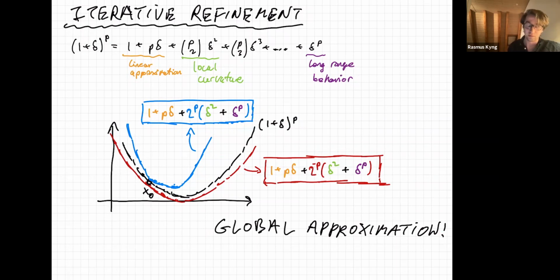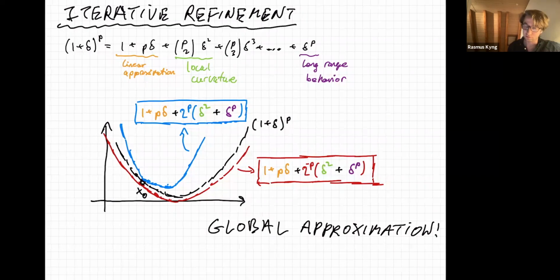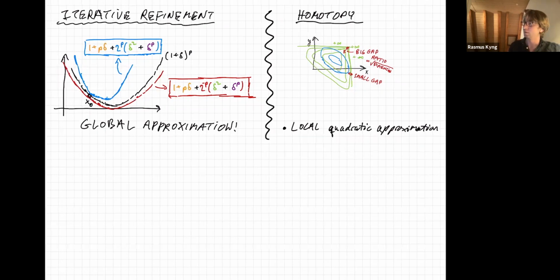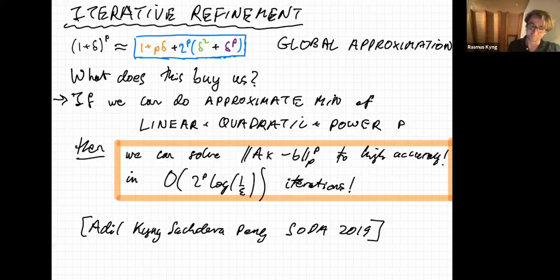But let's compare that to what we did in Homotopy. In Homotopy, we made a local quadratic approximation to a function that was blowing up to infinity. Here we're making a global approximation to a p-norm function, but with another function that still has a lot of stuff going on. It's not really clear that we made things simpler. So what does this buy us?